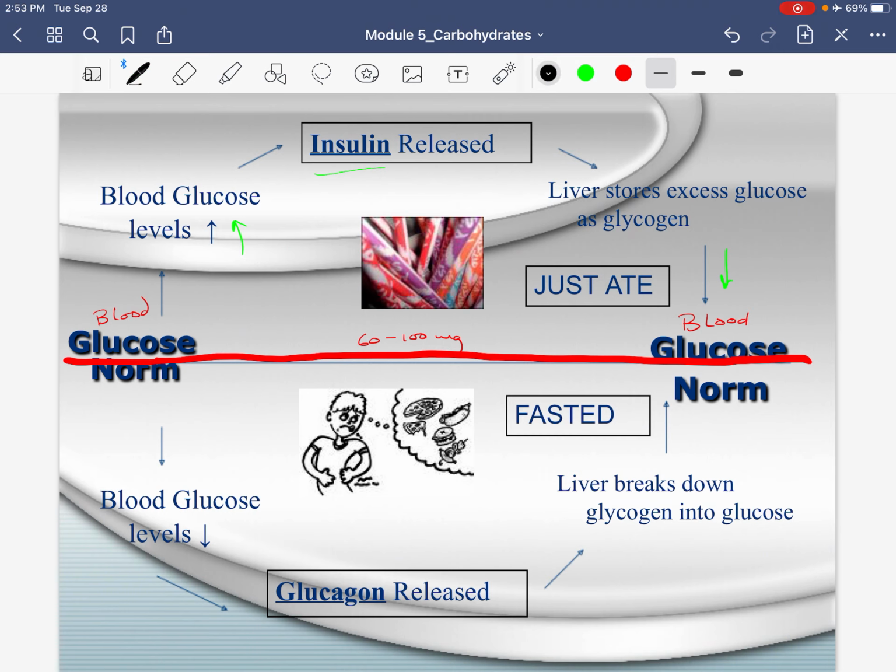On the other hand, what if from normal I haven't eaten for a while? If I haven't eaten for a while, blood glucose will drop. The body will sense that and it will release glucagon. Glucagon goes to the liver, and it tells the liver to break down some of that glycogen back into glucose, thereby increasing blood glucose back to normal. This is a typical negative feedback loop. If there's a change from normal that's too much, our body does something to bring it back to normal.